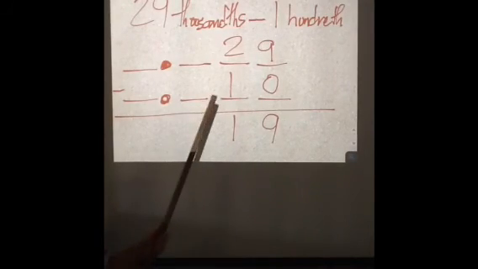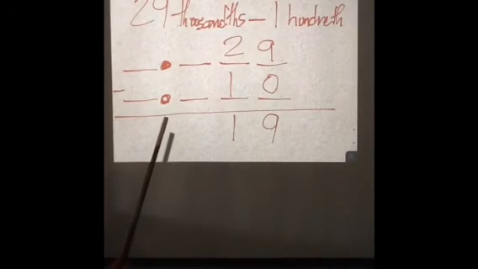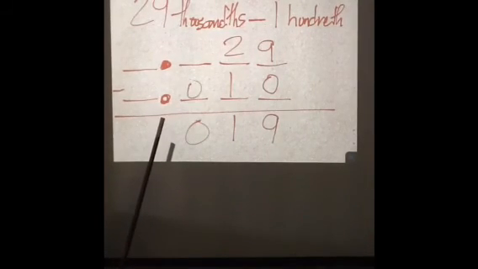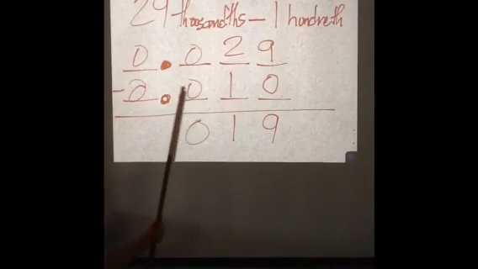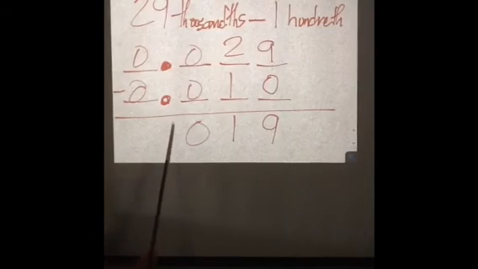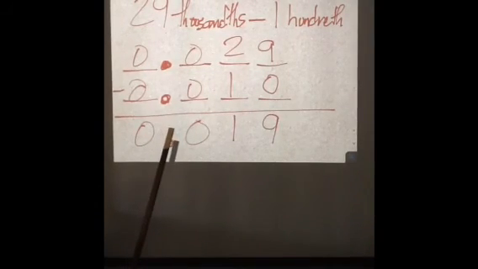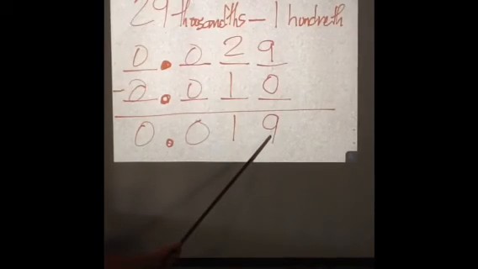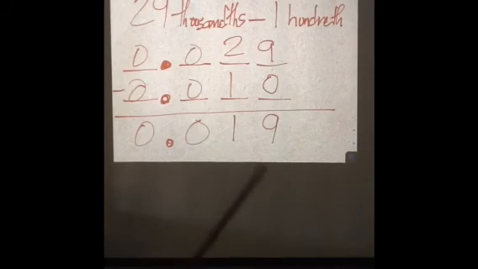And then what do I have here? 0. Okay, because these are all zeros, aren't they? And what do we have to do? We have to remember to bring down the decimal, and then we have a 0 in front, right? So we have 19 thousandths left, right? Does that make sense? Yes. I hope so.